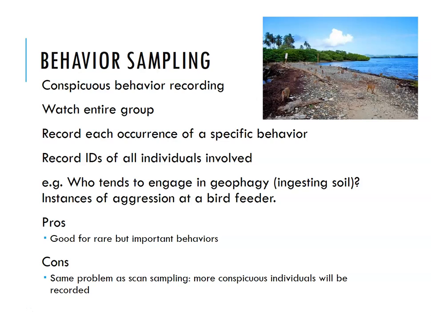And you're watching everybody and you're just recording those specific behaviors. You're saying the blue jay chased away the black-capped chickadee. The blue jay chased away the house finch. So behavioral sampling is pretty focused. That's good for rare but important behaviors. But the cons are very similar to with scan sampling. You're going to notice these conspicuous behaviors in individuals, and more subtle behaviors will often be missed, and more subtle individuals will often get overlooked.